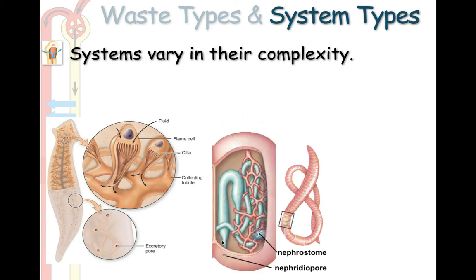And here's a cartoon that shows it in more detail. Obviously, what I showed you is very simple, but what you have is a very long tube in green. The longer the tube, the more filtration can occur, and it's surrounded by a network of capillaries that will allow for the absorption and reabsorption of substances that may be useful to the worm.